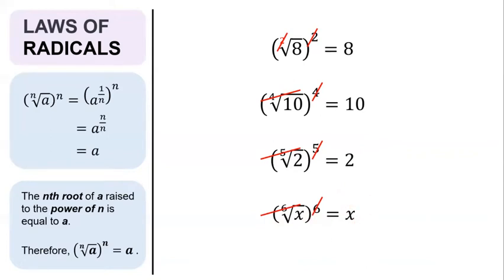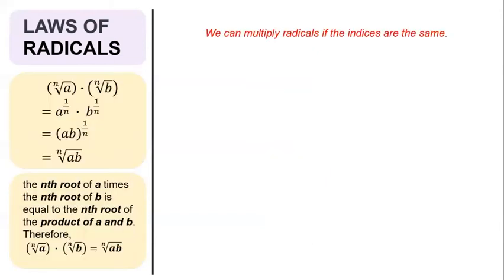Tandaan ha, kapag magkapareho ang exponent at ang index, cancel na lang. Ang matitira na lang dito ay ang ating radicand. Next natin, we can multiply radicals if the indices are the same. Kahit magkaiba ng radicands, basta pareho ng index ay pwede natin i-multiply ang mga radicals.